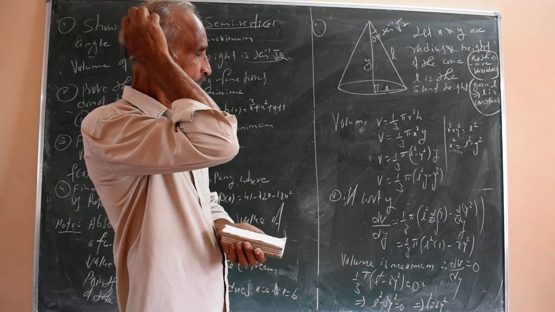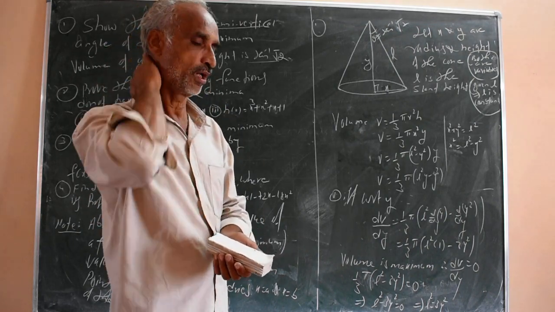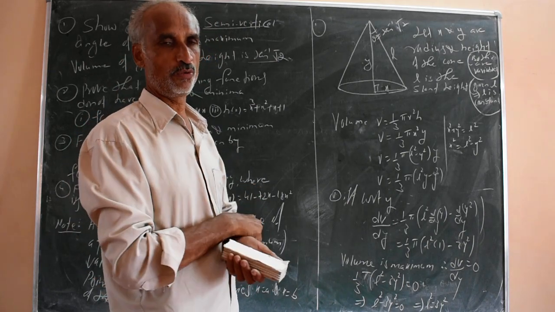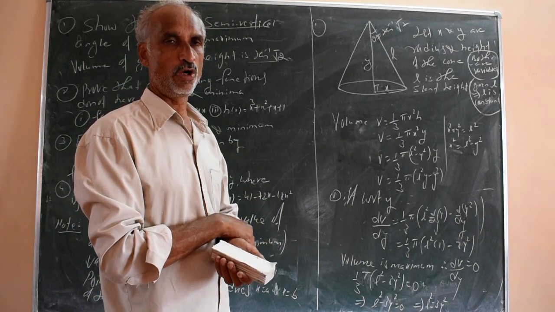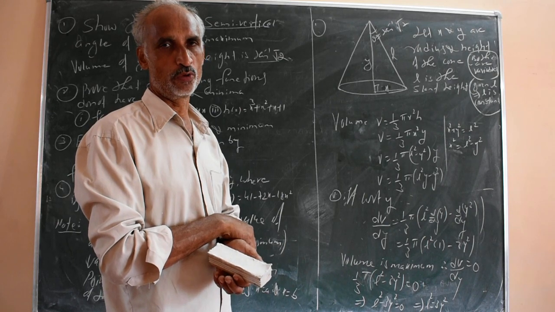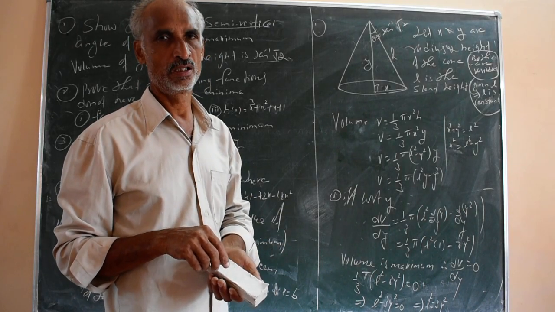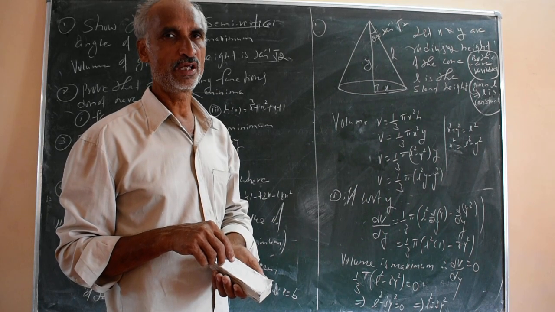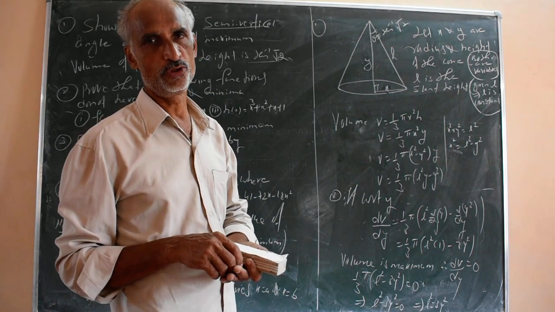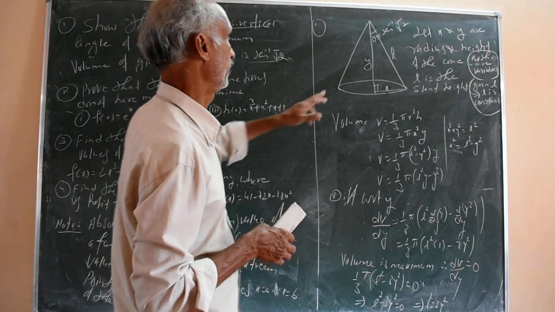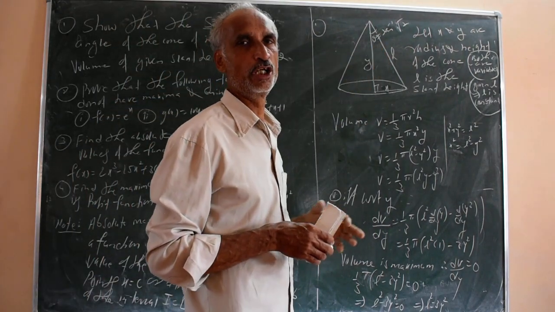Okay. Volume is maximum is given, therefore you have to write down the volume equation, and the volume equation should have only one variable. Then differentiate with respect to that variable. You will get dV by dy. Equate dV by dy to 0. You will get the required expression, theta is tan inverse root 2.